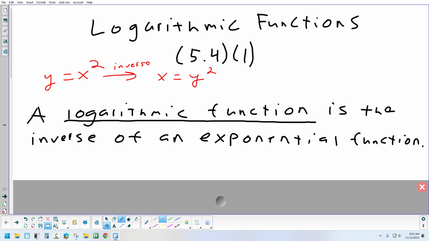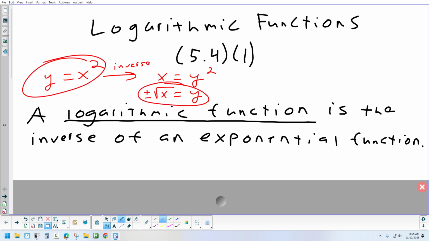Yeah? Square root both sides. Right, you would square root both sides. So you would get positive or negative square root of x equals y. This is the square root function. This is the squaring function. Those two are inverses of each other. Okay? So that's how you get an inverse. Take the x and the y and switch them.